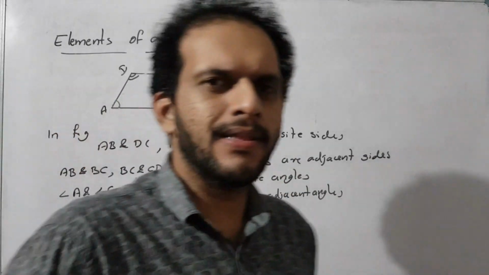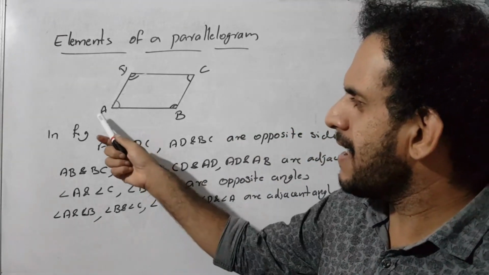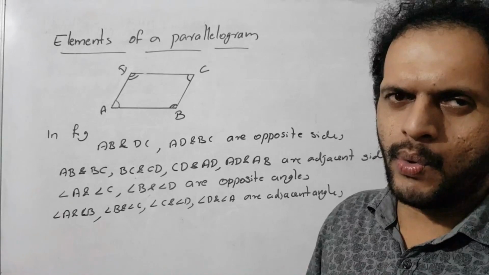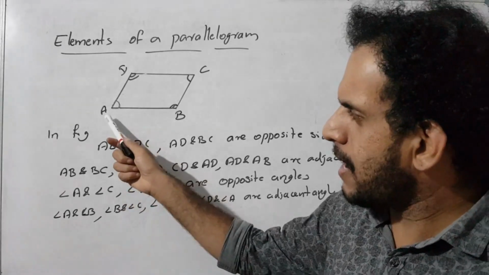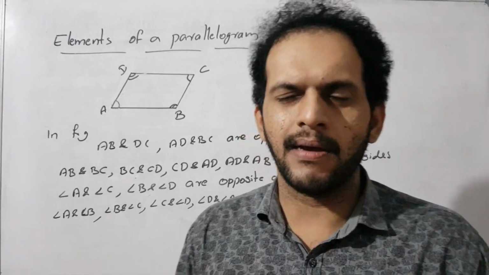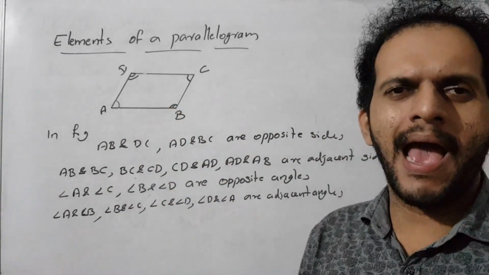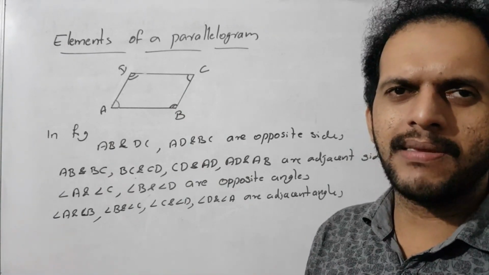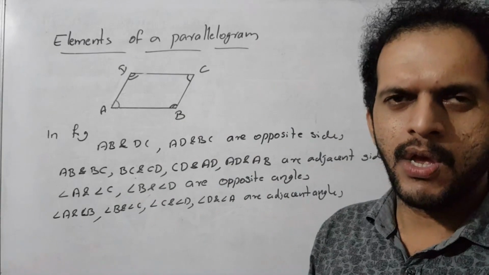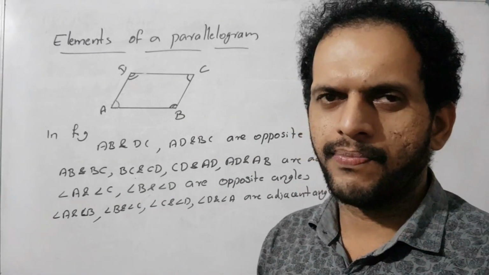So how do we identify adjacent angles? Two angles that lie on either side of the same side, at the two ends of that side, are called adjacent angles. If we consider the side DC, what are the angles that lie on either side of DC? That is angle D and angle C. Correct? So angle C and angle D are adjacent.